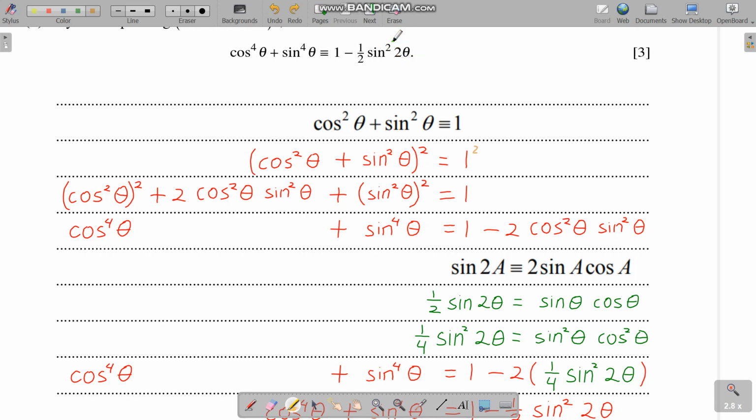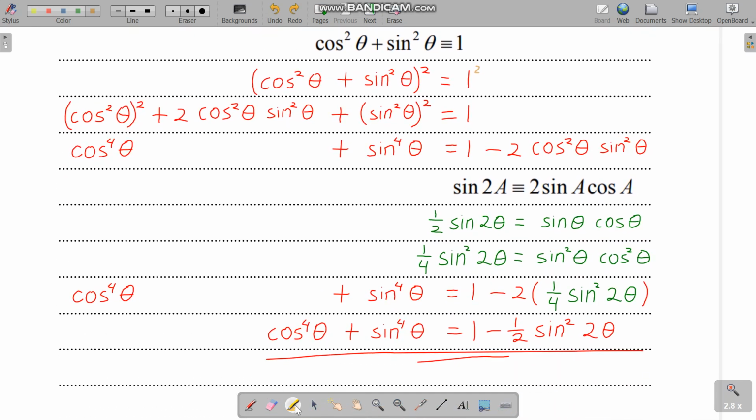So if we divide first by 2, we get 1/2 sine 2 theta equals sine cos, and then we square both sides, so 1/4 sine squared 2 theta equals sine squared cos squared, which means we can replace this cos squared sine squared just like this with 1/4 sine squared 2 theta. So that's what we do, we replace it with 1/4 sine squared 2 theta, and then we simplify. This is minus 1/2, and we get what we need to prove.